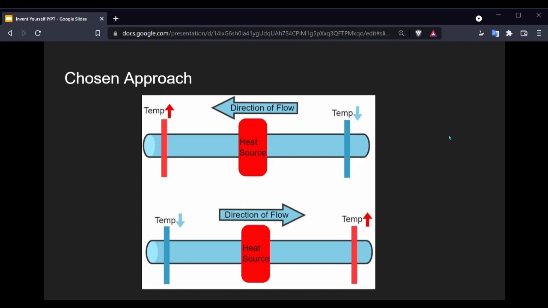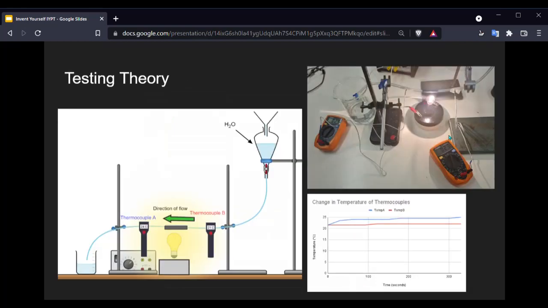To test this theory, we set up an experiment. A stream of water was supplied to a small pipe. Two thermocouples connected to multimeters are attached to this pipe, and a 12-volt light bulb was placed underneath the pipe, leaving a 5.5 centimeter gap either side of the light bulb.